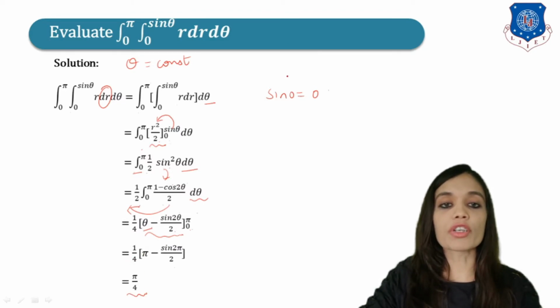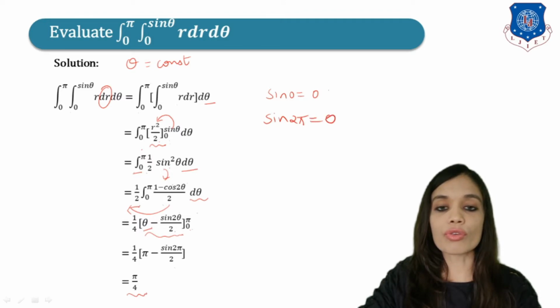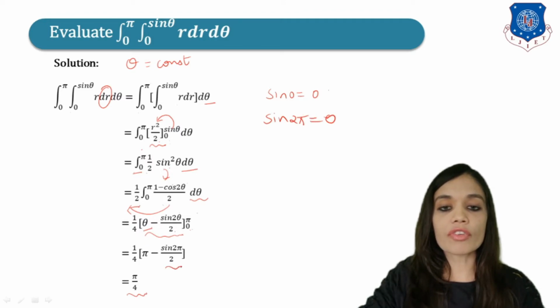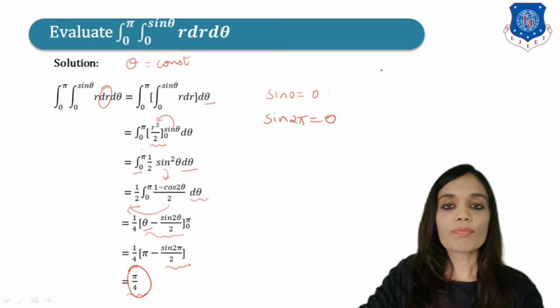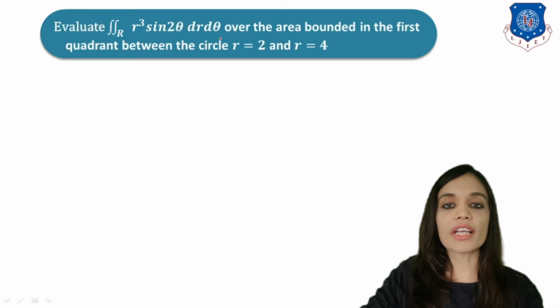On further simplification, you will get your answer as pi by 4, because we also know that the value of sine 2 pi is also 0. So this term will go to 0, and your final answer will be pi upon 4. Okay, so now let us solve one more example.